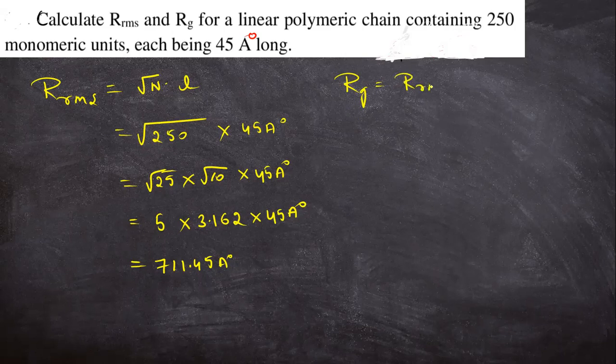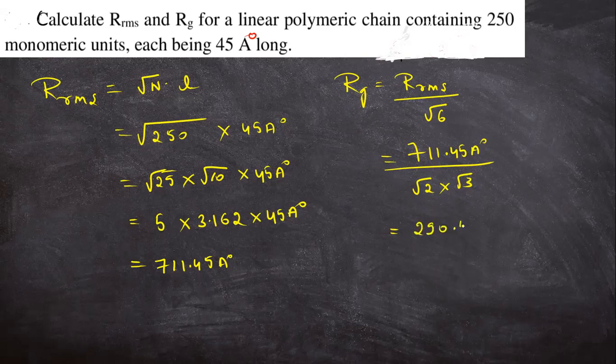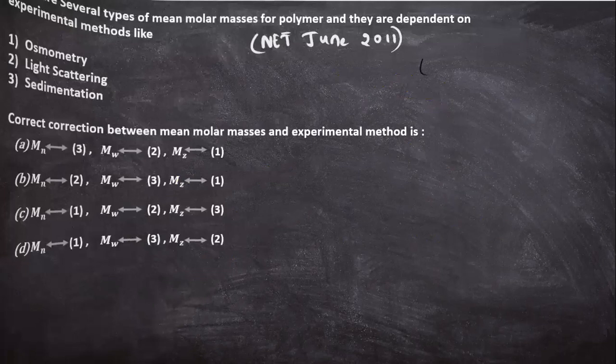So let's solve for the radius of gyration. That is the root mean square distance divided by root 6. So the root mean square distance is 711.45 angstrom divided by root 2 into root 3. Root 2 value, you know, is 1.414. Root 3 value is 1.732. So overall, if you calculate, the answer will be 290.448 angstrom. So let's go to the next question now.